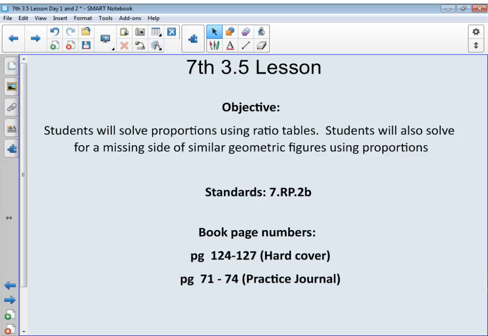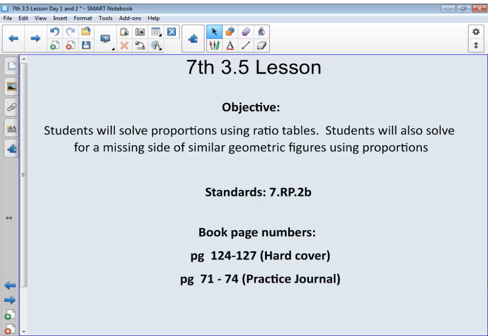Okay, this is 7th grade lesson 3.5. This is actually day 2. Today, students will solve proportions using ratio tables. They will also solve for a missing side of similar geometric figures using proportions. The standards covered are 7RP 2B.